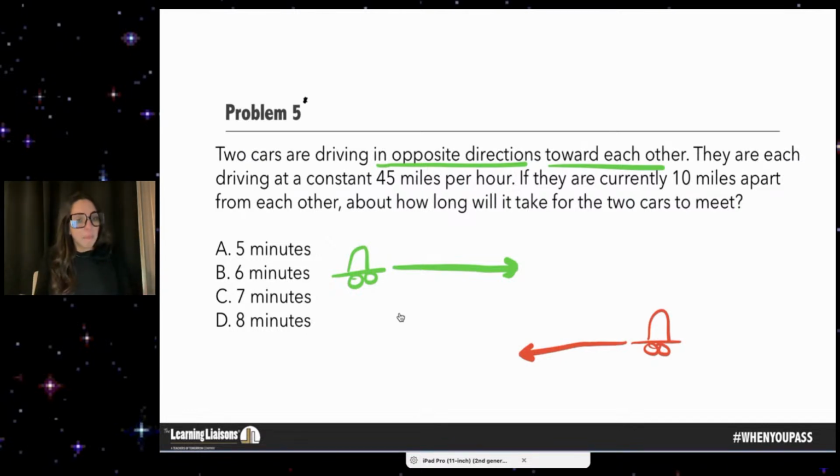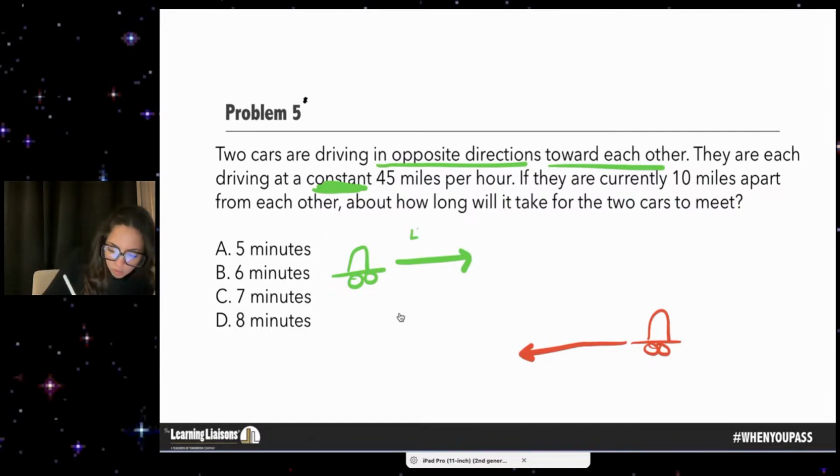If they were going in opposite directions away from each other, then this one would be going this way and this one would be going this way. But they are going in opposite directions toward each other. They are driving at a constant 45 miles per hour. That word constant is important because it means that there's no increase or decrease in speed or stopping and going. So this one is going 45 miles per hour, and this one is going 45 miles per hour.